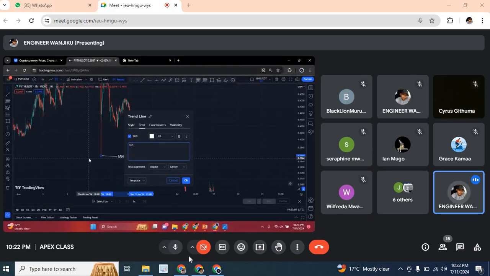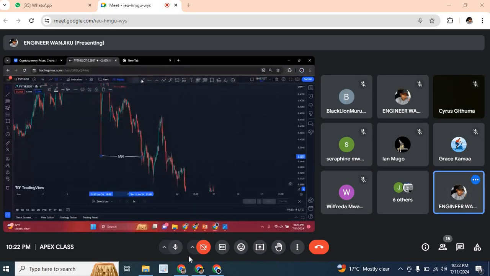So if that zone is Ian, see, they have named it. So let me go back. I've missed something. Let me delete it. So I draw first that line using the trend line or any tool you want, even if it's a rectangle. This can be done on any, even the ray, you can use it.